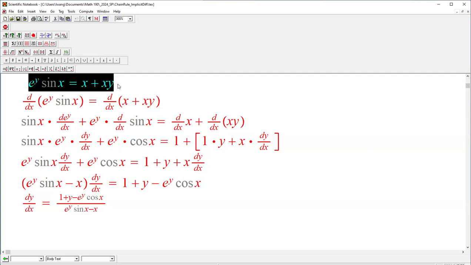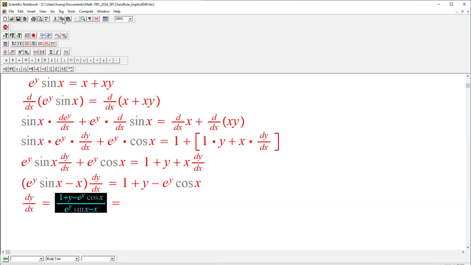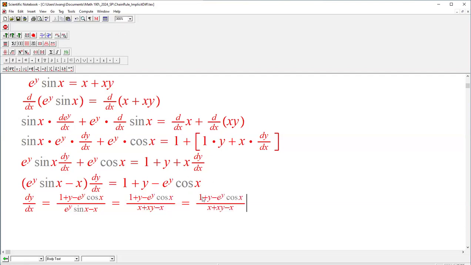Go back to the original equation. In the original equation, e to the power y times sine x equals x plus xy. And we can bring that into that equation, e to the power y sine x, right? That part can be replaced by its equal, which is x plus xy. This way, you can see that in the denominator, there's x minus x, so x minus x makes 0. So in the end, we have this result.